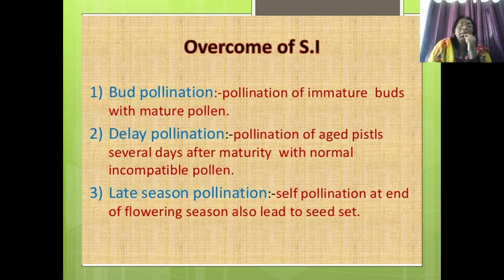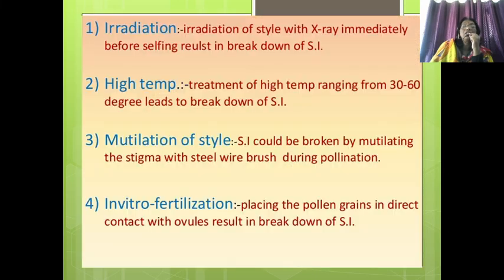To overcome self-incompatibility, the bud pollination mechanism is important, and in that case pollination of immature buds with mature pollen grain is done. Then delay pollination is a second way of overcoming self-incompatibility. In delay pollination, pollination of aged pistils several days after maturity with normal incompatible pollen is done. The third one is late season pollination. In that, self-pollination at the end of a flowering season also leads to the setting of seed.